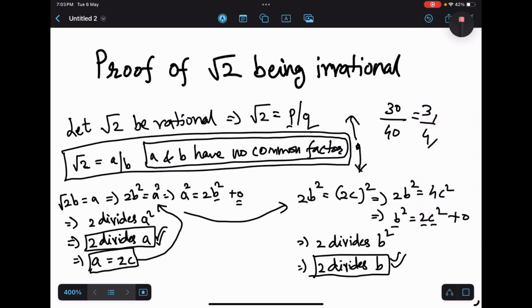So hence proved. This same process can be applied for root 5, root 7, or any other number you can think of. Instead of 2 coming as a common factor of a and b, 5 will come as a common factor, or 7 will, and we will be able to prove that that particular number is irrational. I hope you understood the proof of root 2 or any other root, root 7, root 11, anything you can prove is an irrational number.